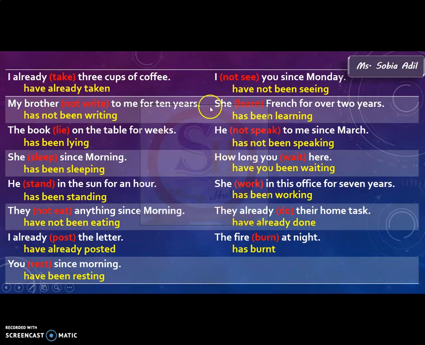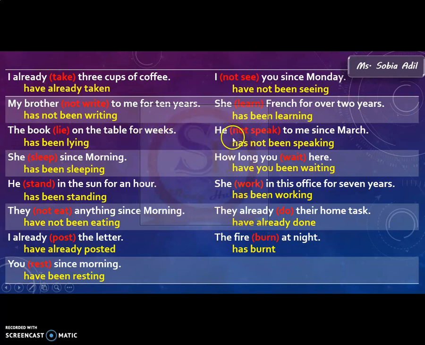for 10 years. Next one is, she learned French for over 2 years. Now here, 2 years, again time duration. She has been learning, cut this one, she has been learning French for over 2 years. The book lie on the table for weeks. Now here cut this one and write here, the book has been lying on the table for weeks.